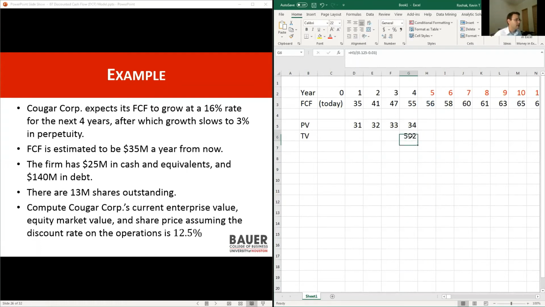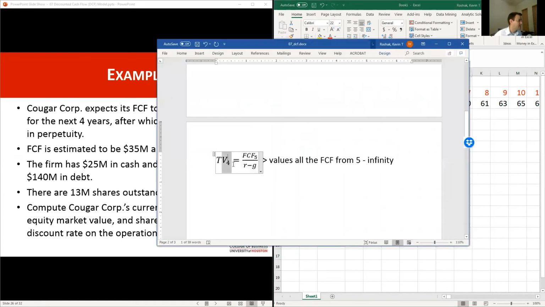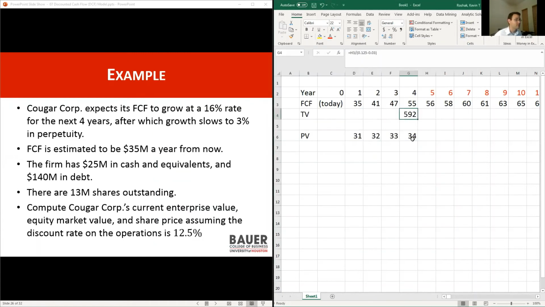We have a terminal value of 592, and I'm going to move that up here. And then we've got all of these present values. This terminal value is sitting in year 4. Remember what we wrote here, it's sitting in year 4, so we need to take the present value of that. That means we need to bring that back to the present.